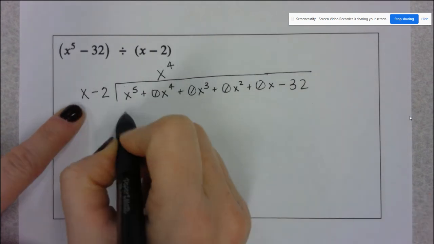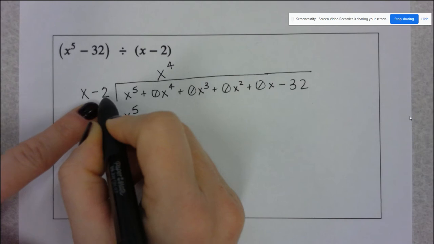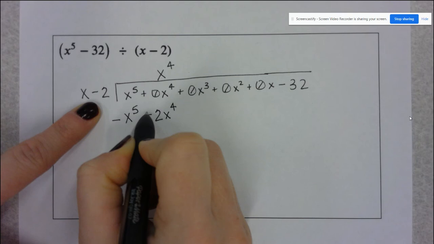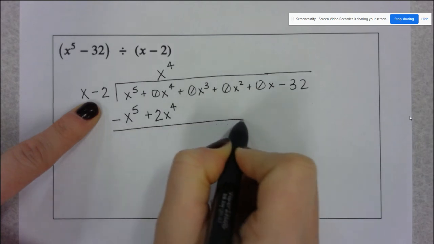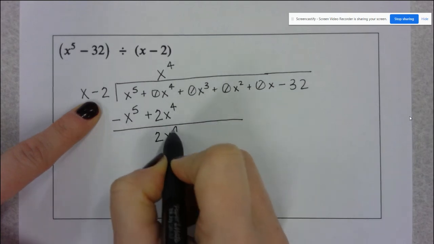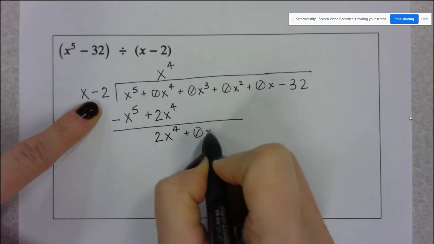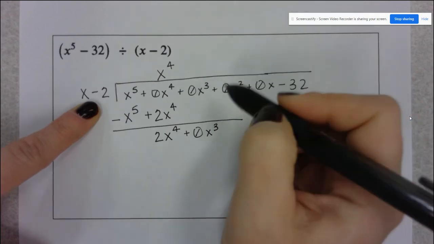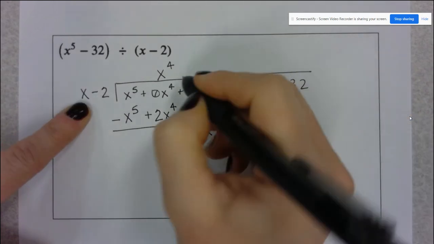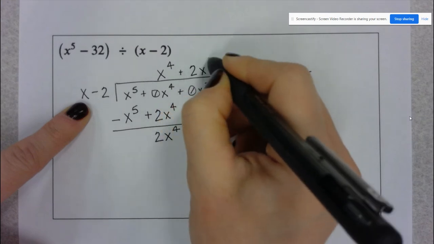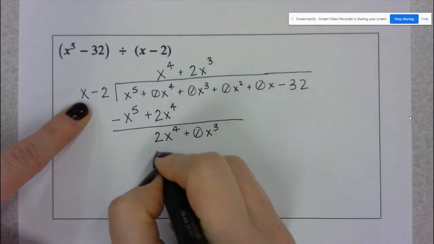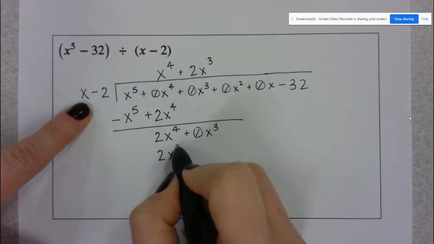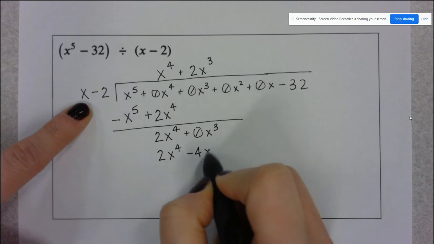So x to the 4th times x gives me x to the 5th. X to the 4th times negative 2 gives me negative 2x to the 4th. Subtracting these, I'm going to get 2x to the 4th plus 0x cubed. And for right now, I'm just going to bring down one at a time. So in order to get 2x to the 4th, I need 2x cubed. So multiplying both of those terms by 2x cubed gives me 2x to the 4th minus 4x cubed.